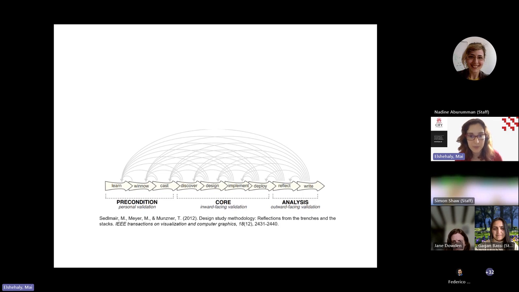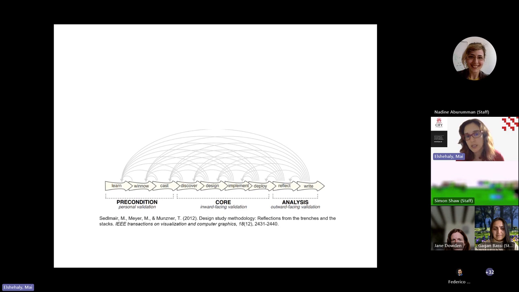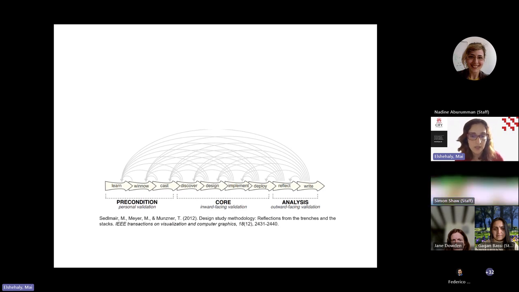The first thing I hand them is this paper from 2012 called the Design Study Methodology, because it really gives a nice framework and it shows the different steps and the different stages that we typically undertake as visualization researchers in order to conduct visualization research and to develop something that is fit for purpose.